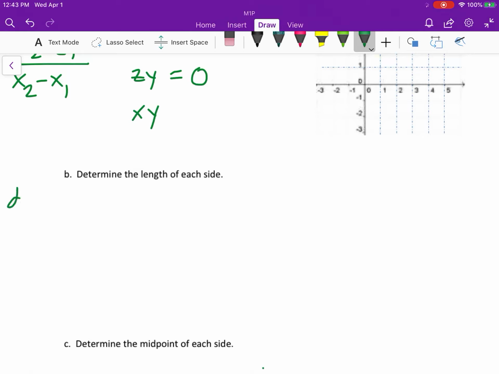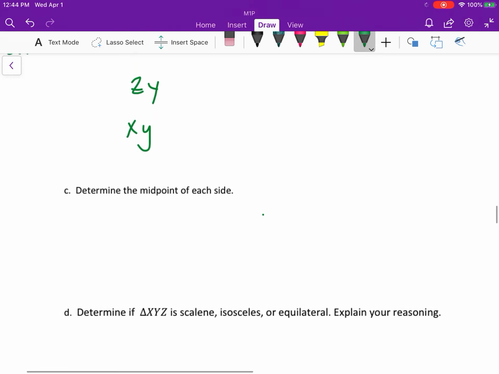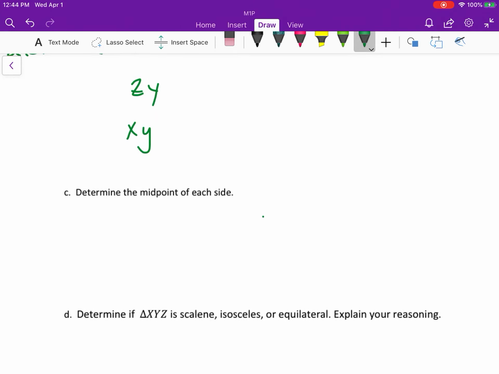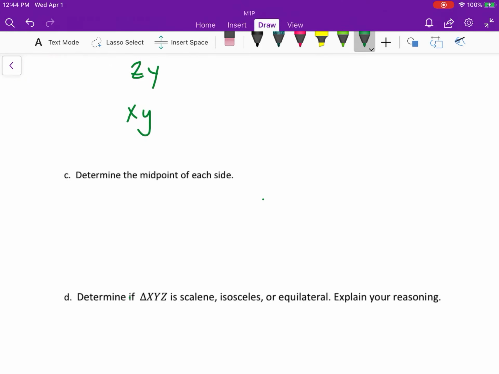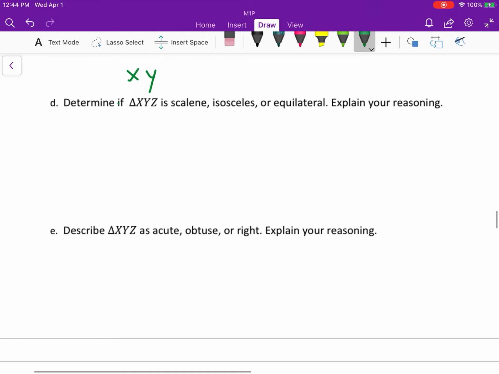Determine the length of each side. That means they want the distance. So you're going to do the distance formula for ZX, ZY, and XY. Then they want the midpoint of each side. Okay, remember midpoint is that little formula where you're finding the actual middle point. Midpoint of ZX, ZY, and XY.